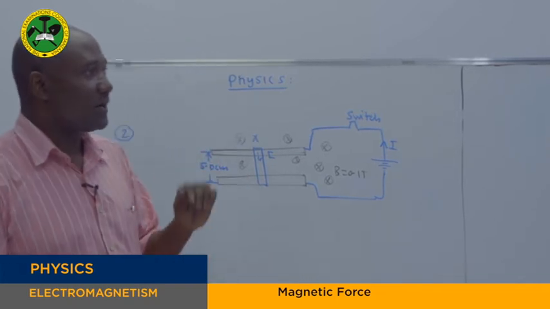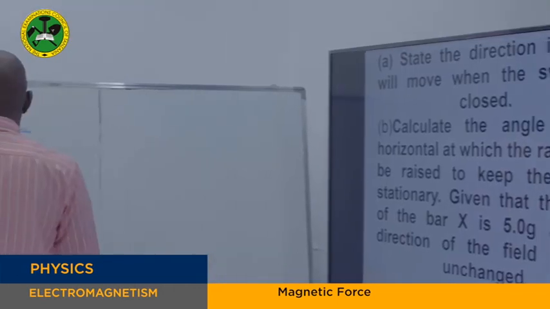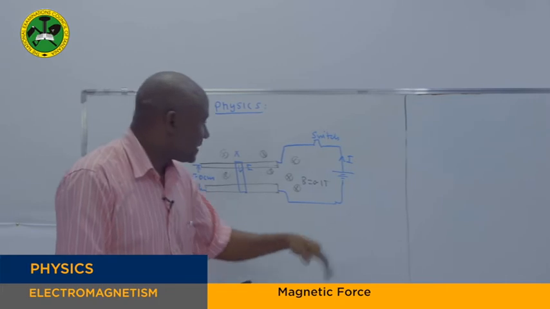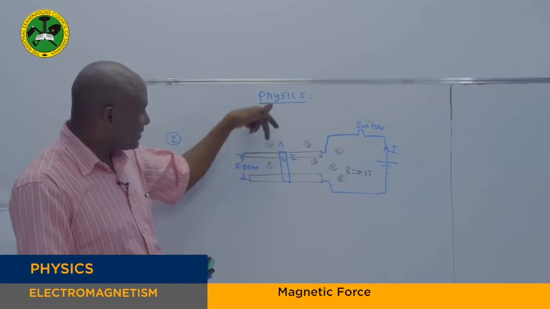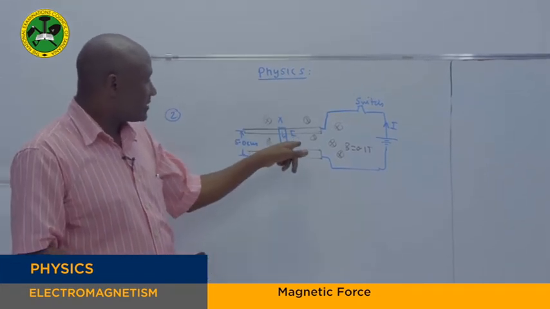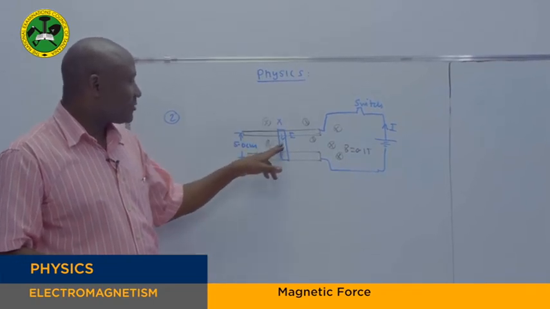Part 1, A: state the direction in which bar X will move when the switch is closed. When you close the switch, according to the principle we have done with Fleming's left-hand rule, the current is known, the magnetic field is pointing into the plane, and you are supposed to find how bar X will experience the force.